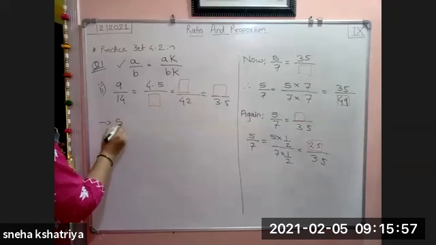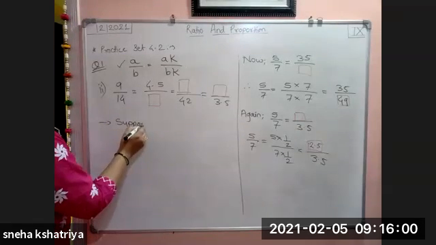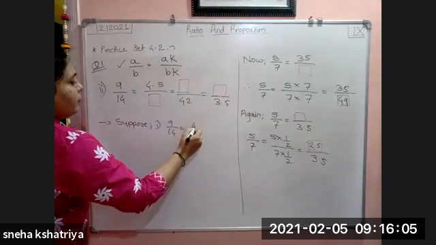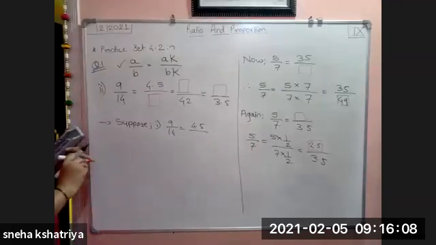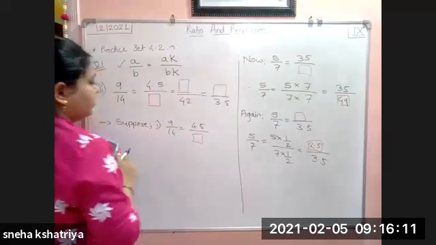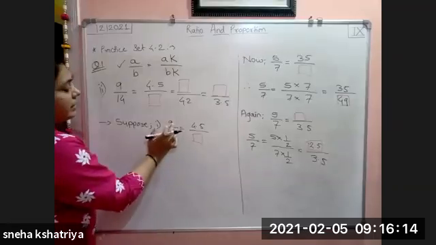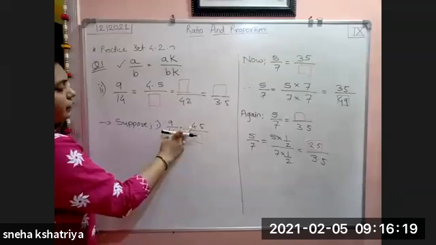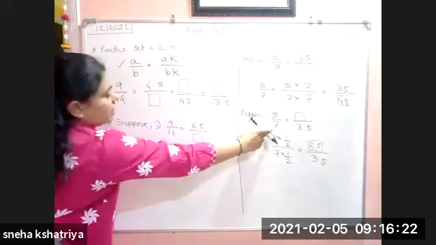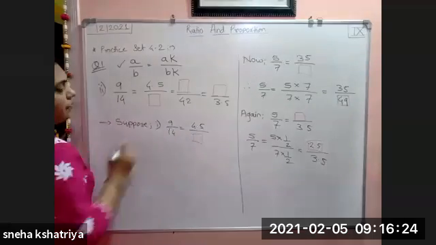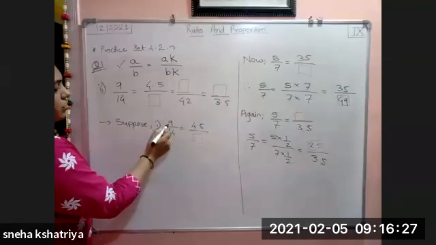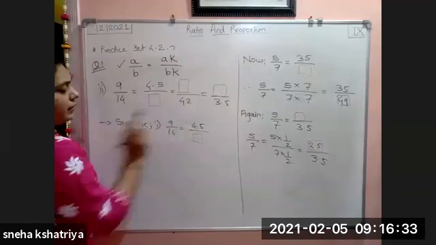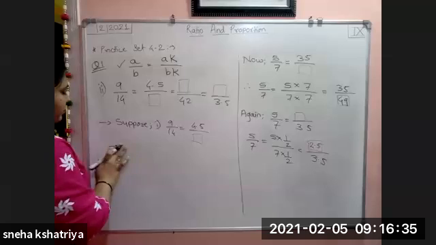First, suppose 9 upon 14 is equal to 4.5 divided by the box. So 9 is multiplied by such a number that we get 4.5. Simple again, 9 half is 4.5. See here, 7 half is 3.5. Similarly, 9 half is 4.5. So 9 is also multiplied by 1 by 2, it is divided by 2. If we divide 9 by 2, we will get 4.5. So the same thing we are going to do here.